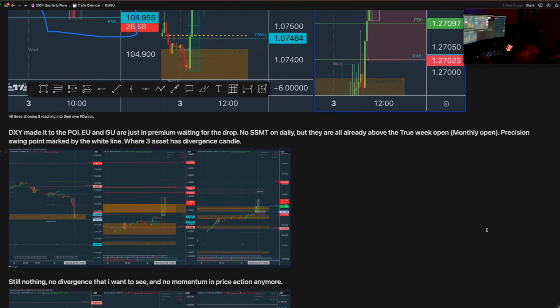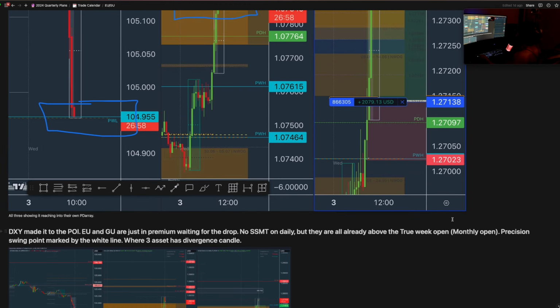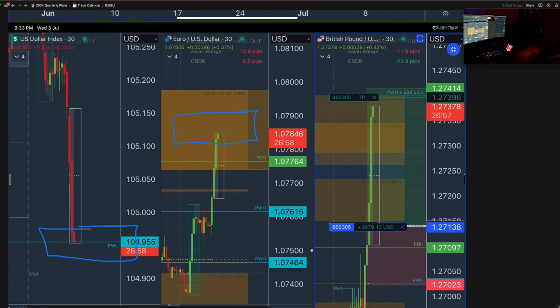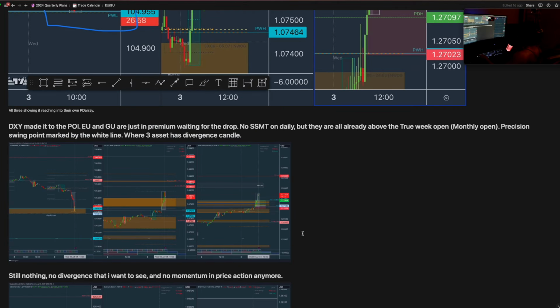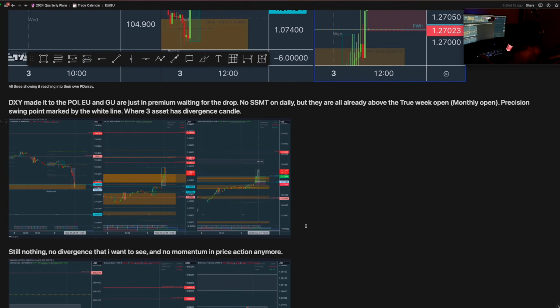Okay, so the moment it hit TP, I just didn't want to take another trade anymore. I thought that I would be trading after 9:30 after the news released, but I realized that there's nothing much for me to do.